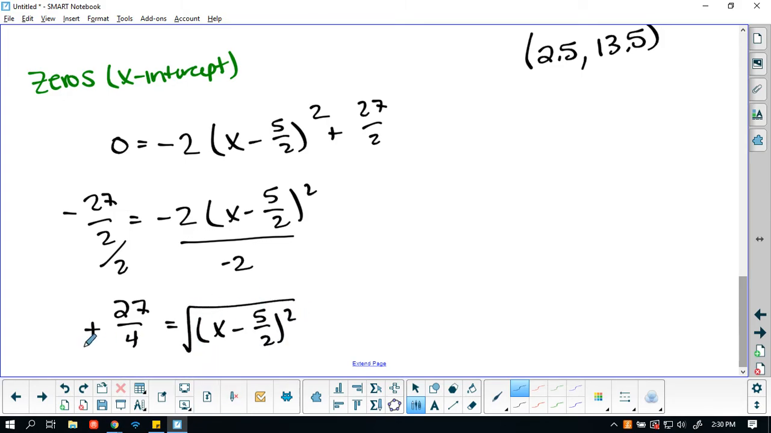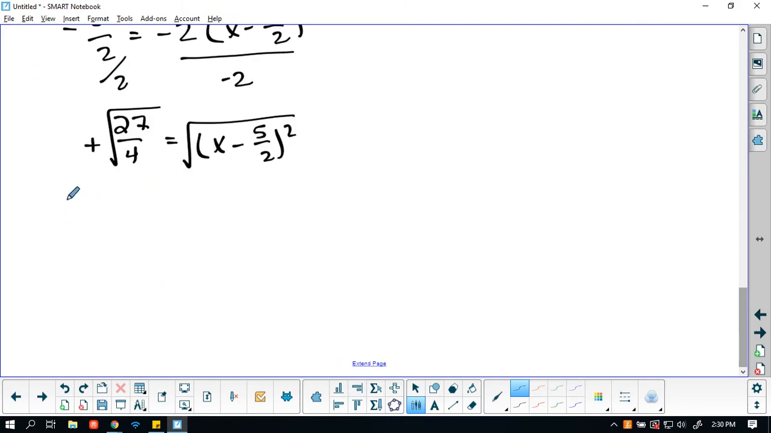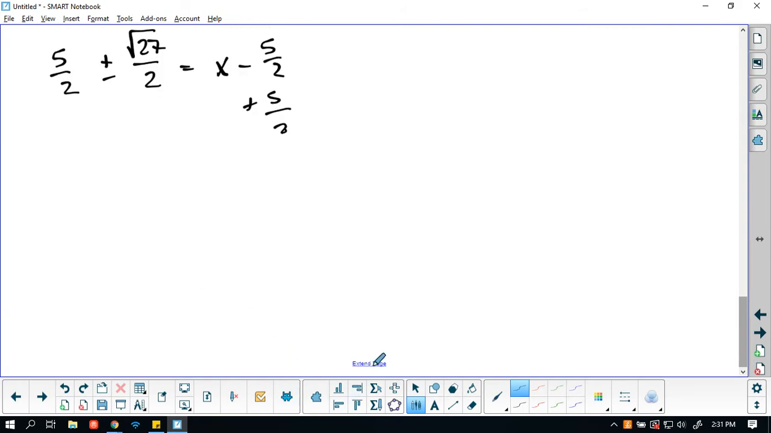Okay, we're going to take the square root of both sides. Now this is a plus or minus because we did take the square root. Ooh, that's not a nice number. That's like the square root of 27 over 2 equals plus or minus x minus 5 halves. Add 5 halves to both sides. And guys, all I'm doing here is getting x by itself. There is no actual math magic in this. It's just doing all the steps to get x by itself.